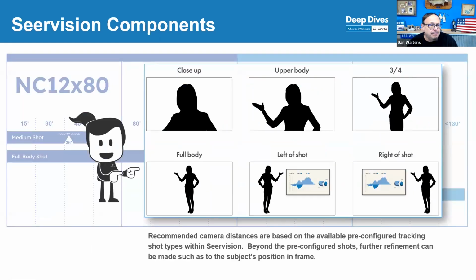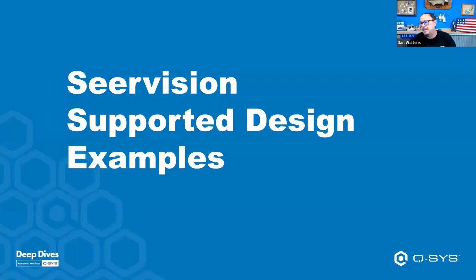Also, Seervision recommended camera distances are based upon the available pre-configured tracking shot types within Seervision. So we've got a close-up shot. If you've got a pretty deep room, you may need that 20 by 60, something with a little bit more zoom to get that close-up. If everything you're doing is full body or 3/4, you may not need that type of depth as well. So just be aware of those things when you're setting up these designs.